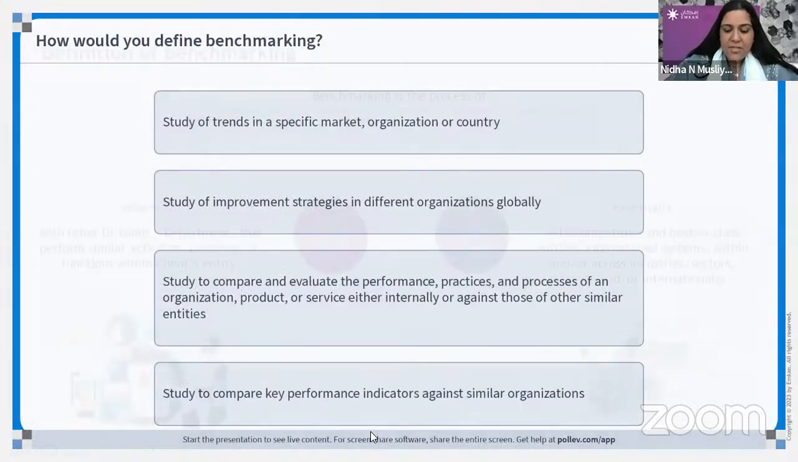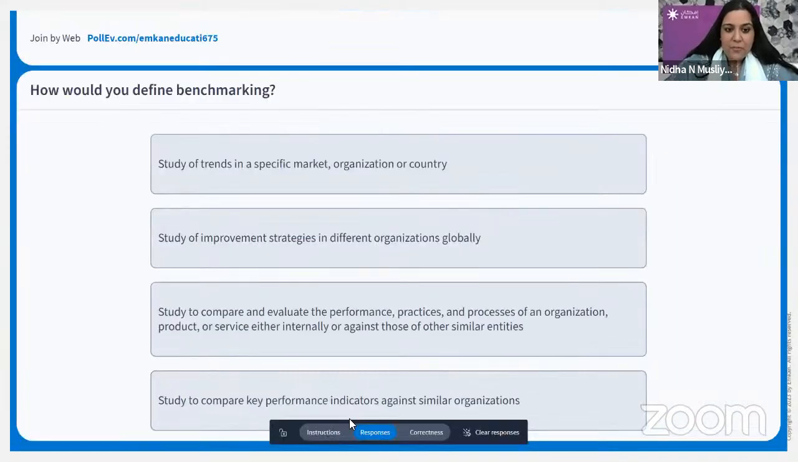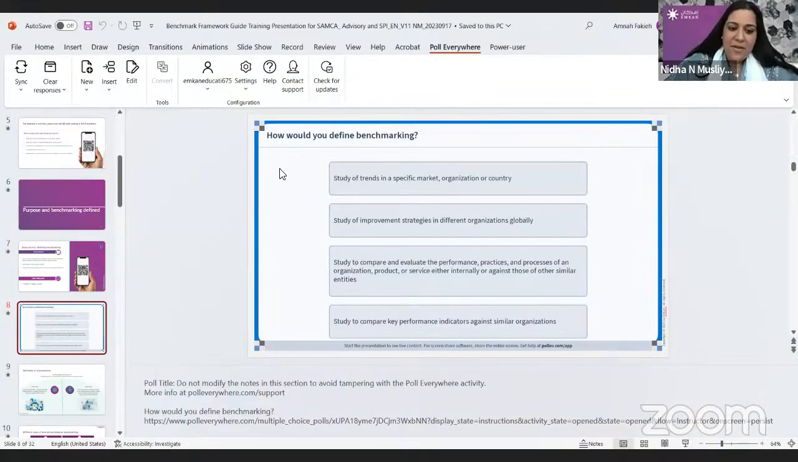Okay, so we can now just see the answers. Sorry about that. Okay, so the actual answer is point number 3. So it's a study to compare and evaluate the performance, practices, and processes of an organization's product, either internally or externally. So we can go to the next slide, slide number 9.